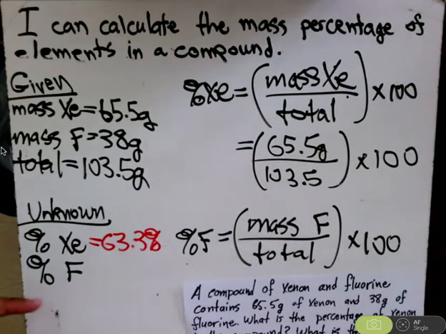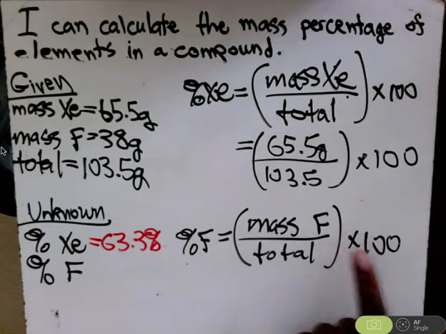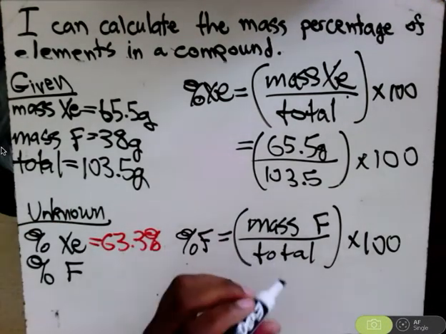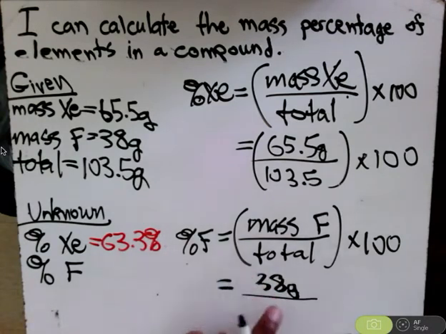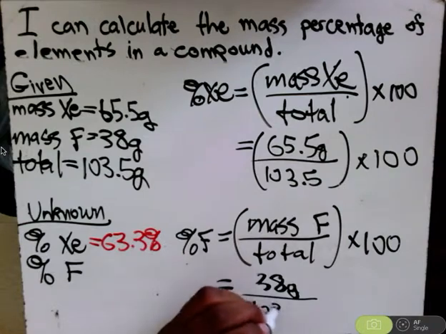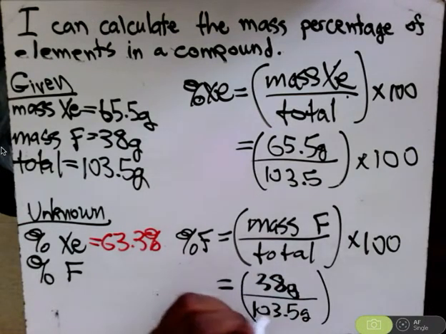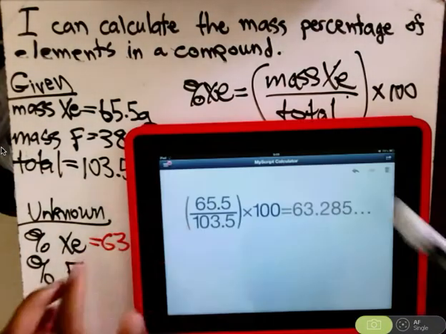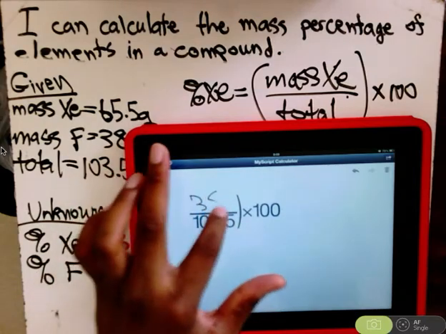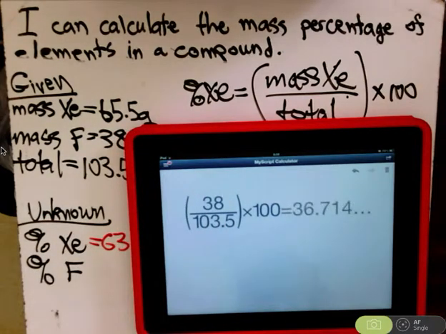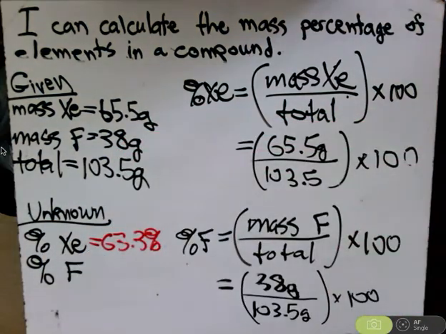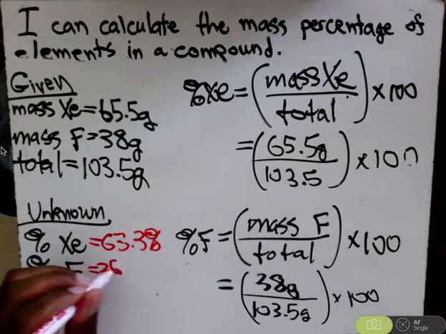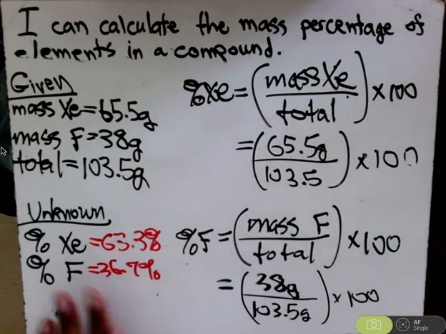Now we want to find the percent of fluorine. We can use this right here, take the mass of fluorine, which is 38 grams, divided by our total, divided by 103.5 grams, multiplied by 100, and when we put that in, we get 36.7%. And that is our percent of fluorine.